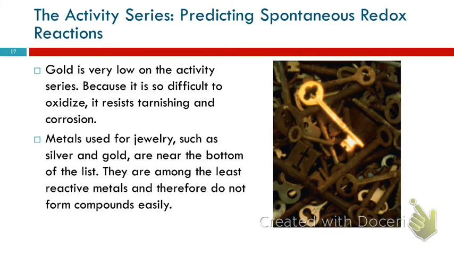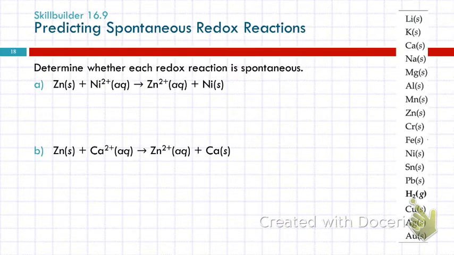Gold is very low on the activity series, which makes it a good metal for jewelry and electronics because it does not react easily with oxygen. It resists tarnishing and corrosion. Iron would not be good for that because it rusts quite easily.